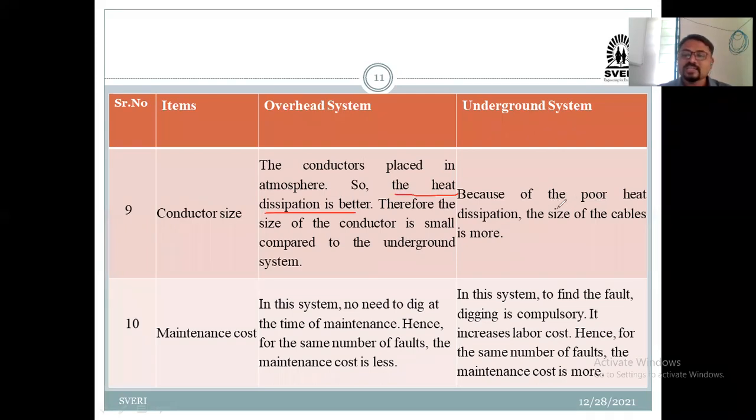Okay, it will not dissipate that easily. So what will happen? The conductor size required in the overhead system is less or small as compared to the underground system. Whatever the size of conductor required in the underground system is more.